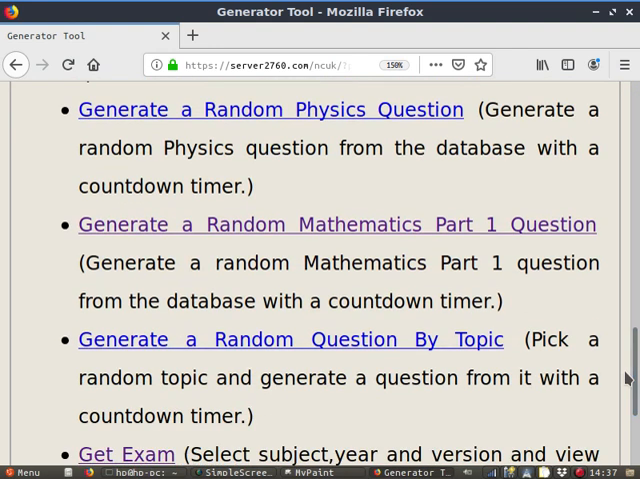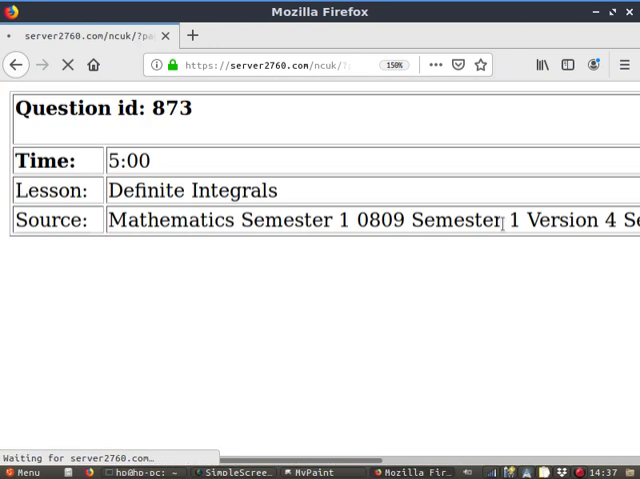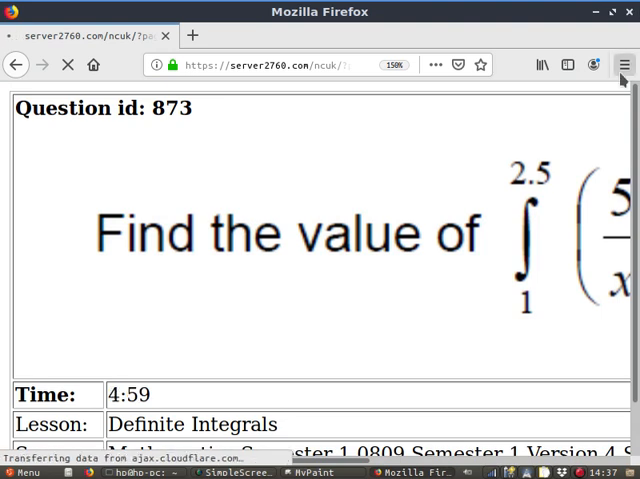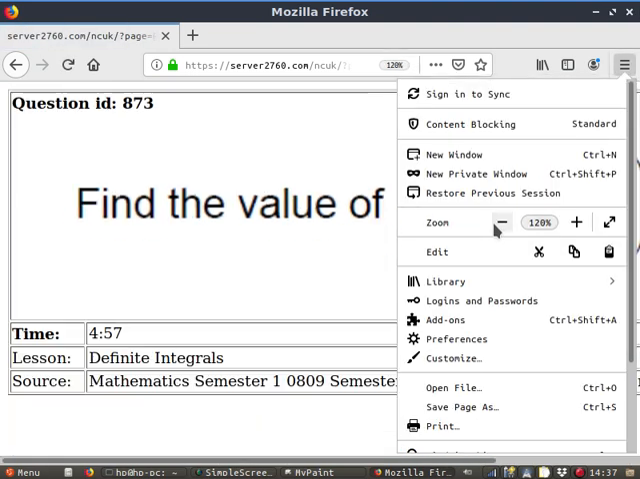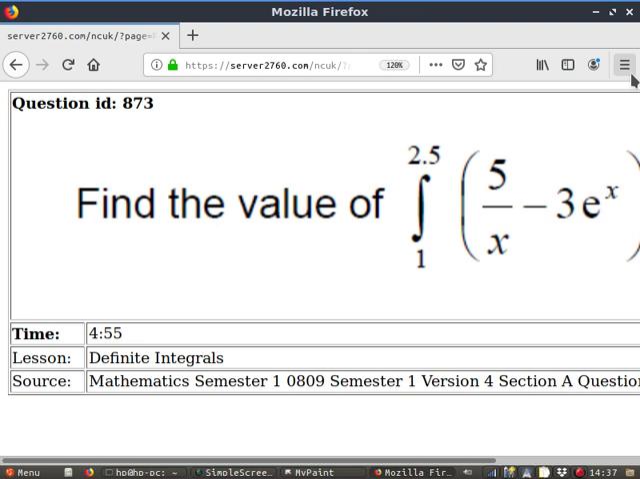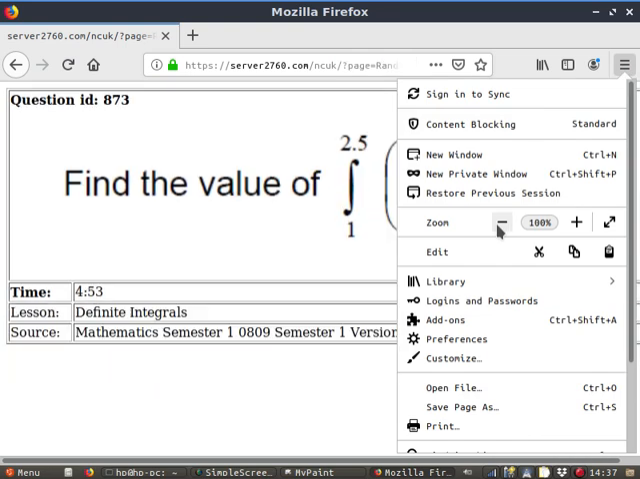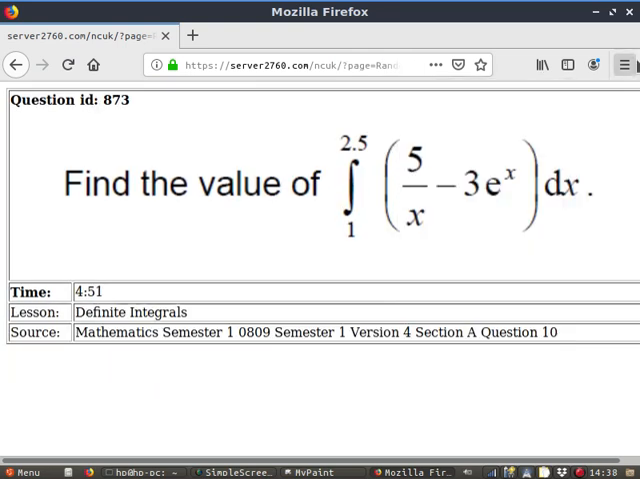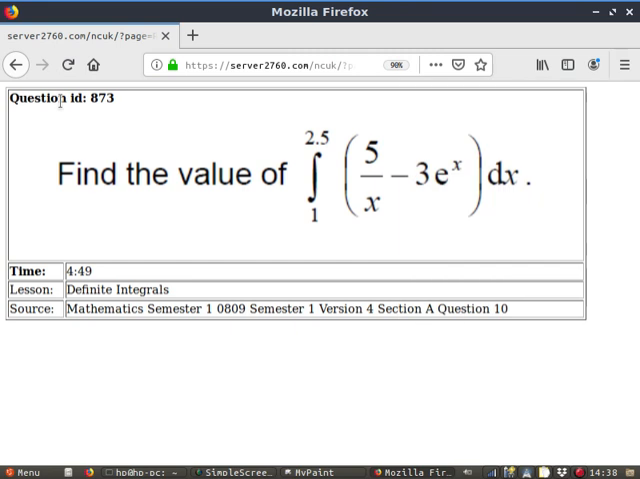Generate a random Maths Part 1 question. Okay, off you go. You definitely do not need the full 5 minutes for this one.